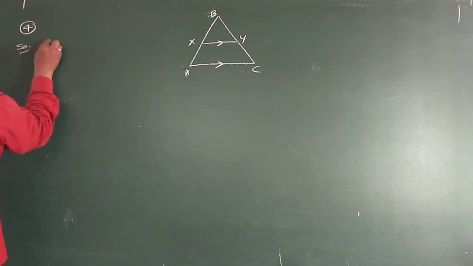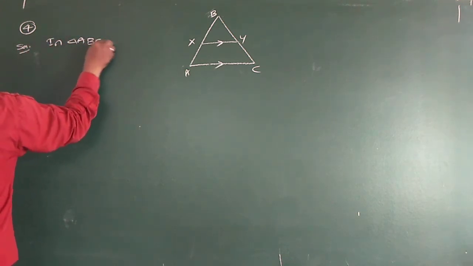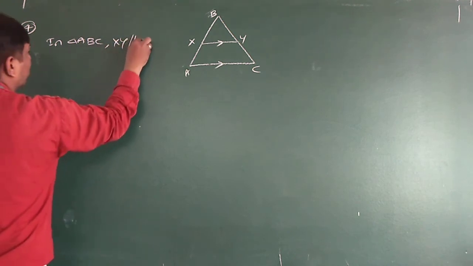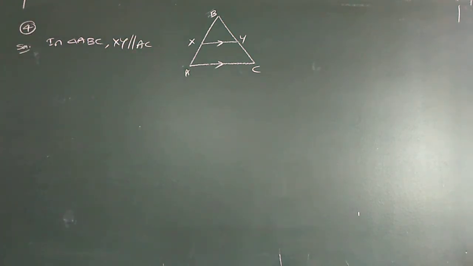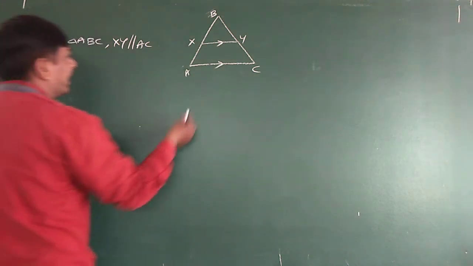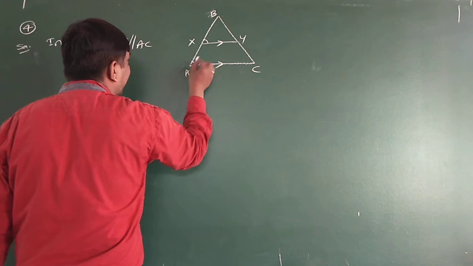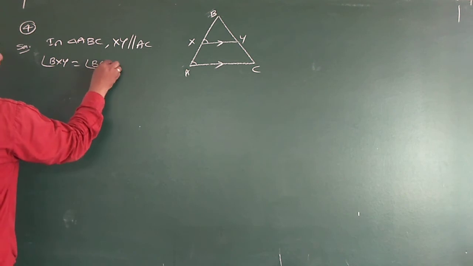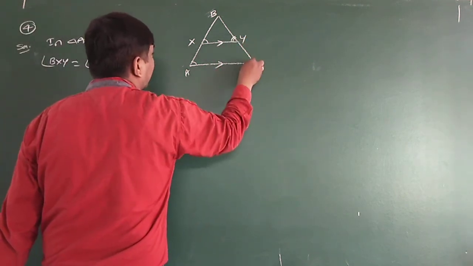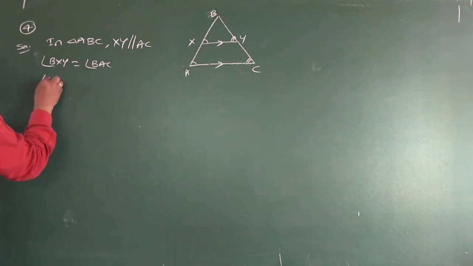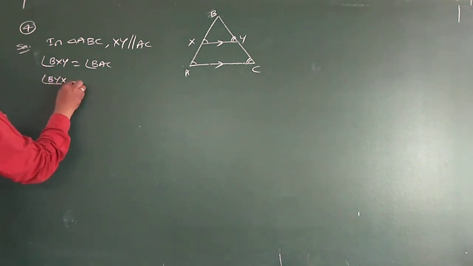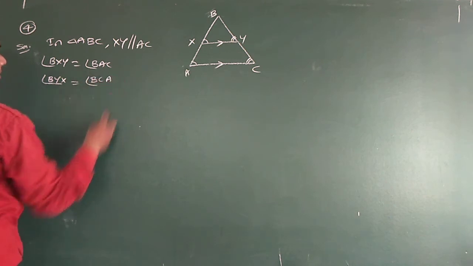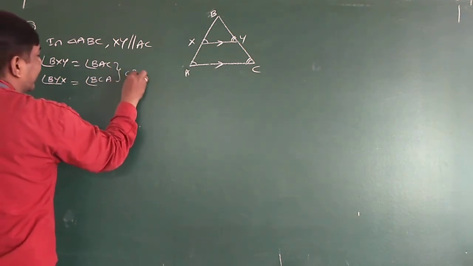See here, in triangle ABC, XY is parallel to AC. Since they are parallel, this angle and this angle are equal. Angle BXY is equal to angle BAC because corresponding angles are equal. Again, angle BYX is equal to angle BCA. Corresponding angles are equal.